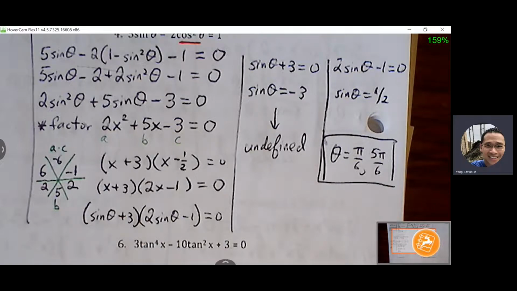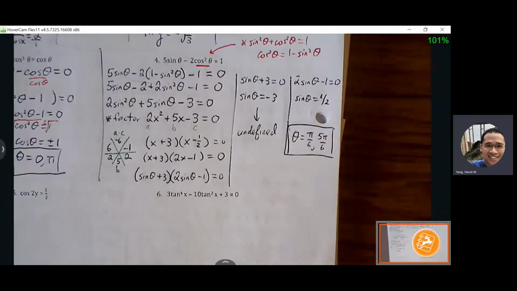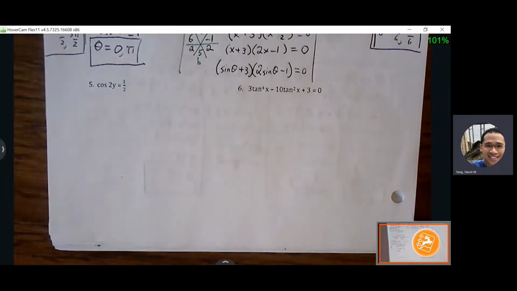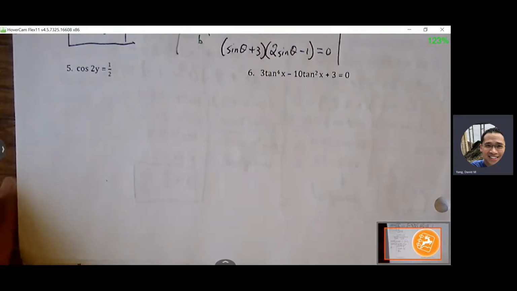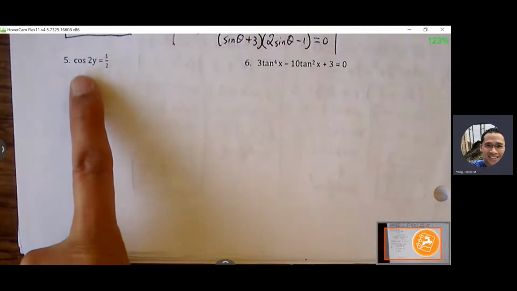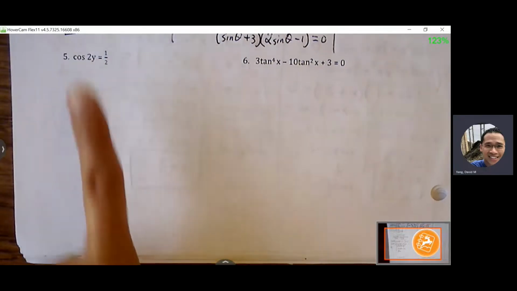Okay, look at number 5. Are we okay up to this point? Okay. Cosine of 2y equals 1/2. There's two ways of solving this. We'll do the multiple angles later, but right now we have an identity that we can use.